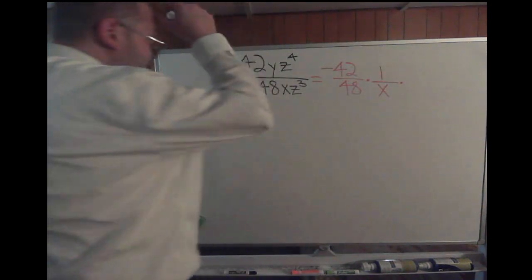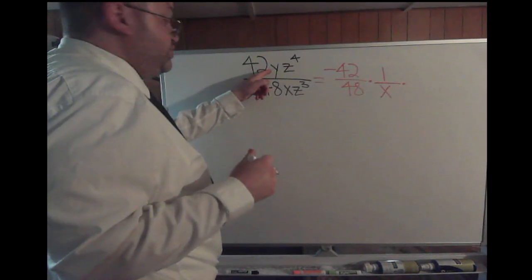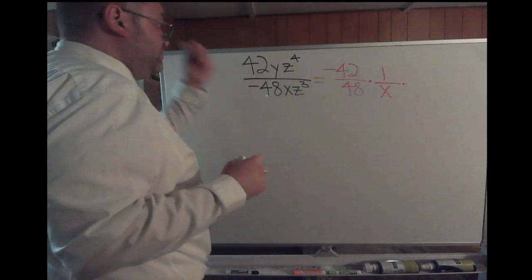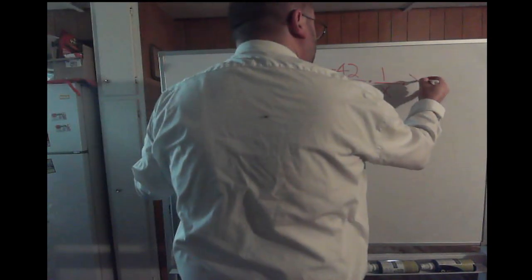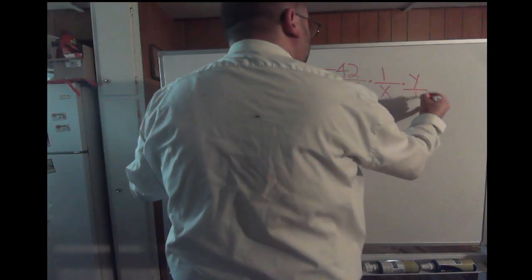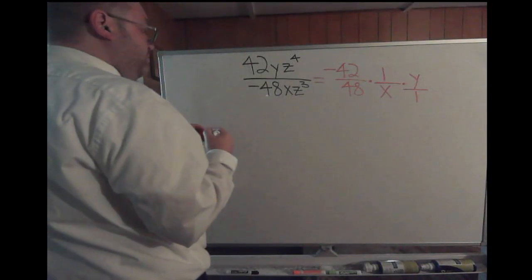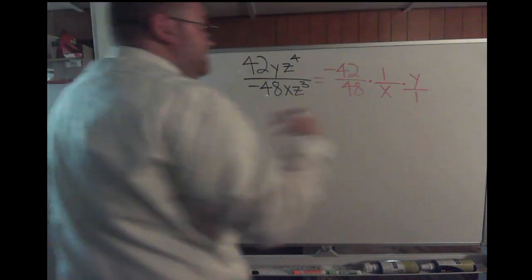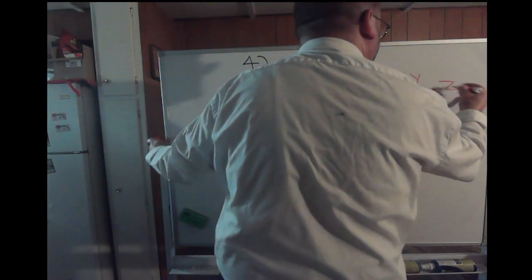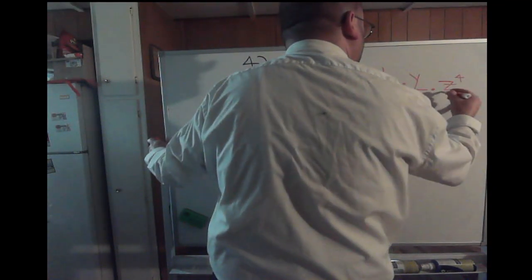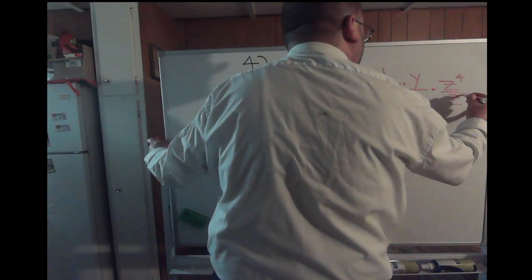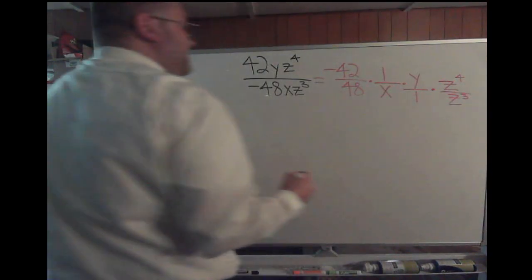Times, now we see a y in the numerator, we sure as heck don't see it in the denominator. So your numerator would be y, your denominator would be 1, because you don't see a y in the denominator, times, you got z to the fourth over z to the third. Okay.